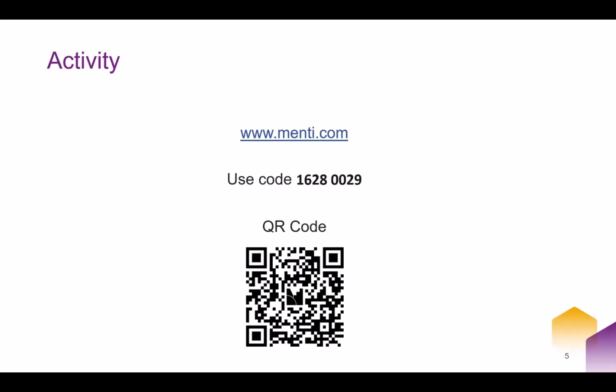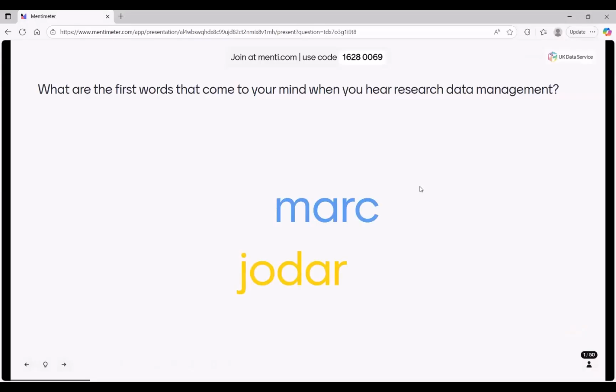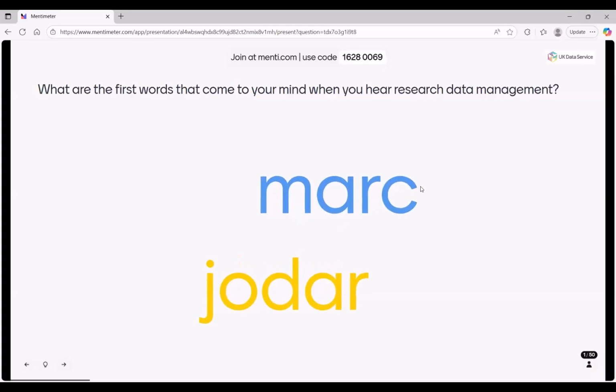So this is the code, and this is the link for the Mentimeter. Before I begin, just a few questions on Mentimeter. If you can go to menti.com using this code, or you can scan this QR code from your phone. What are the first words that come to your mind when you hear research data management? Any thoughts on that?